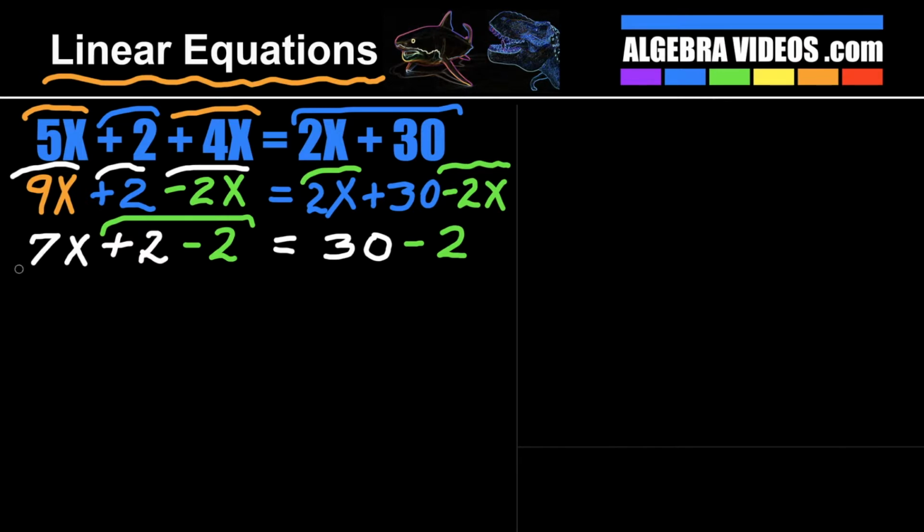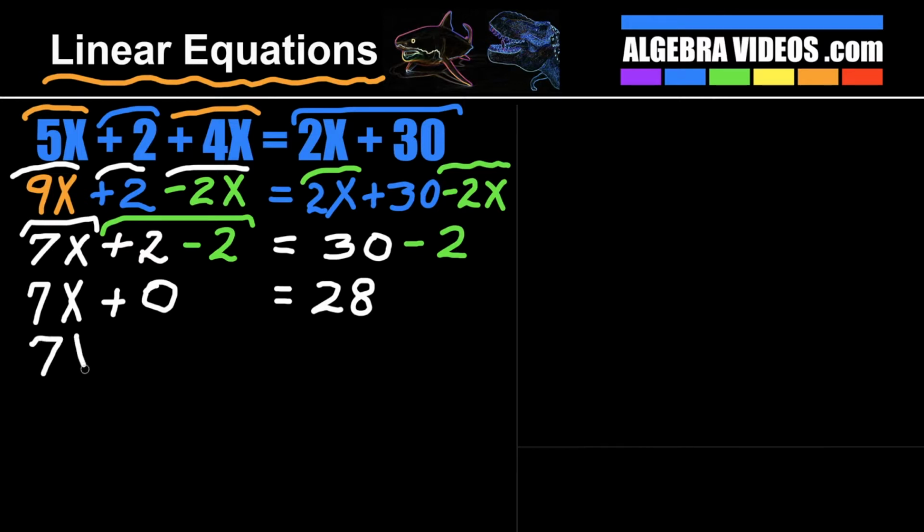So let's do that. Let's rewrite this term on the left. 7x. Okay, I'm just rewriting this. Plus 2 minus 2. Well, that simplifies to 0. And now on the right side, 30 minus 2 is 28. So there we are. So now I'm just going to simplify again. 7x plus 0 is just 7x equals, on the right side, 28.